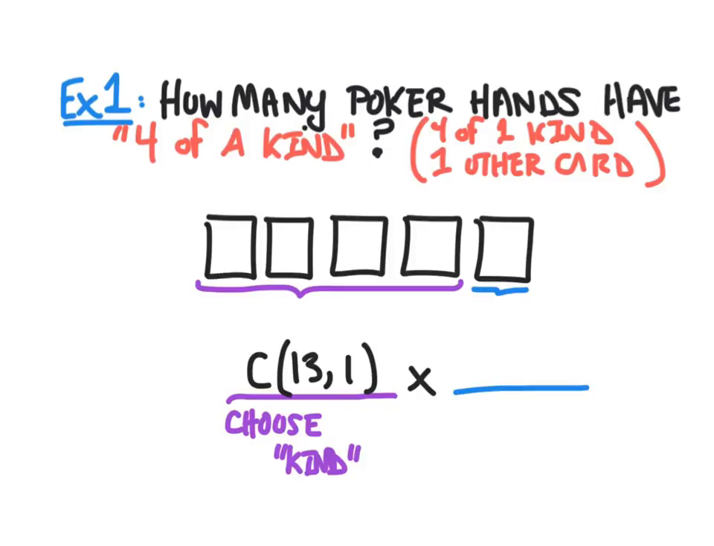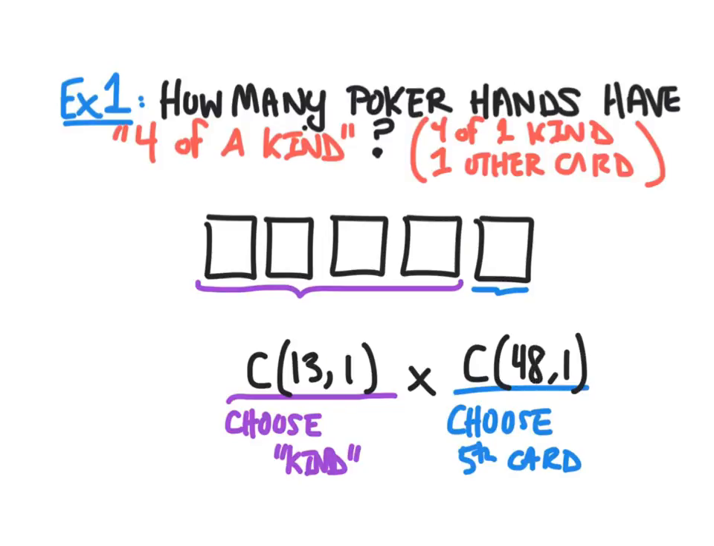Now for the blue piece here, choosing that 5th card, we will be picking 1 card from the remaining 48 cards. Now, why are there only 48 cards? Well, we already took 4 from before. We took 4 to fill these slots. So that means there's only 48 cards left in the deck, and we're choosing 1 of those. So by the multiplication principle, all we have to do is solve for these 2 combinations and multiply them together. And we'll get 624 total hands that have 4 of a kind.